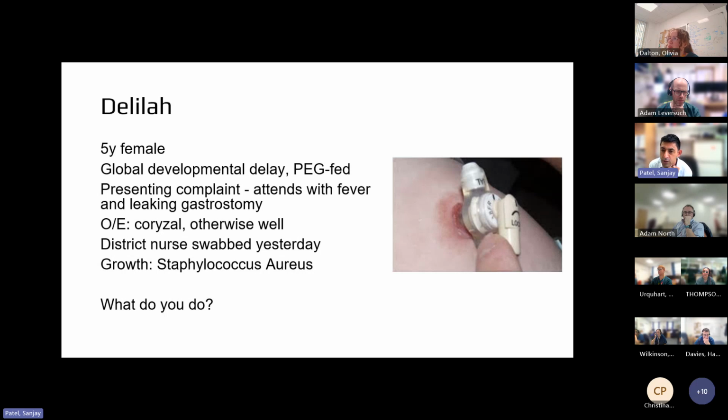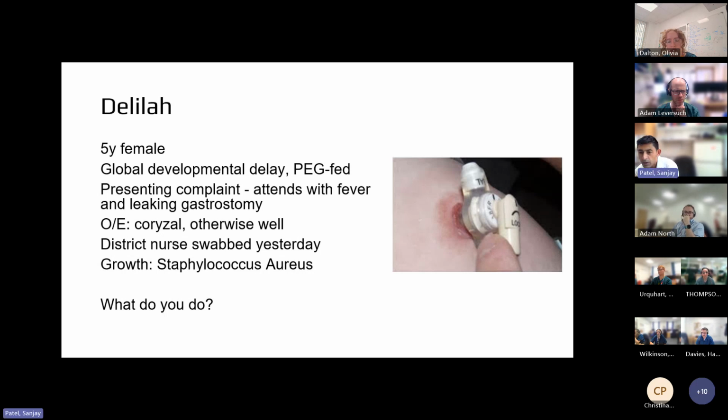I think one is reassure with supportive care and antipyretics. The next is start some oral flucloxacillin. I'll explain later in this talk that flucloxacillin is a very effective antibiotic against MSSA, so Staph aureus that's sensitive to methicillin. You could give a topical antibiotic like topical fusidin, which is another very good staphylococcal agent. You could stop the use of the PEG and give IV antibiotics and request a surgical review, or you could refer to the gastrostomy nurses for some silver nitrate.